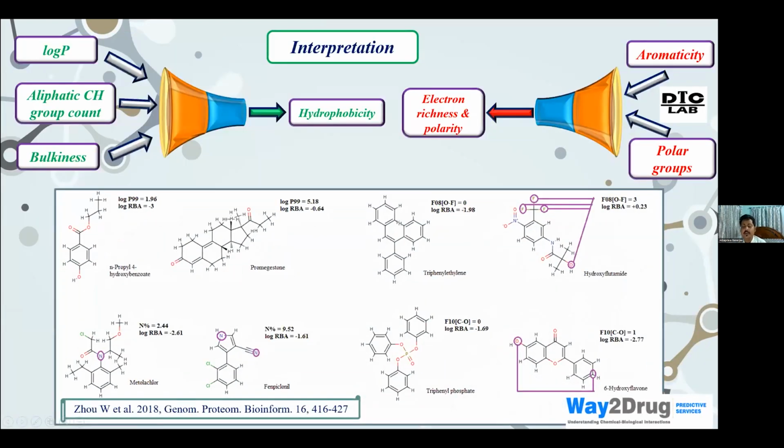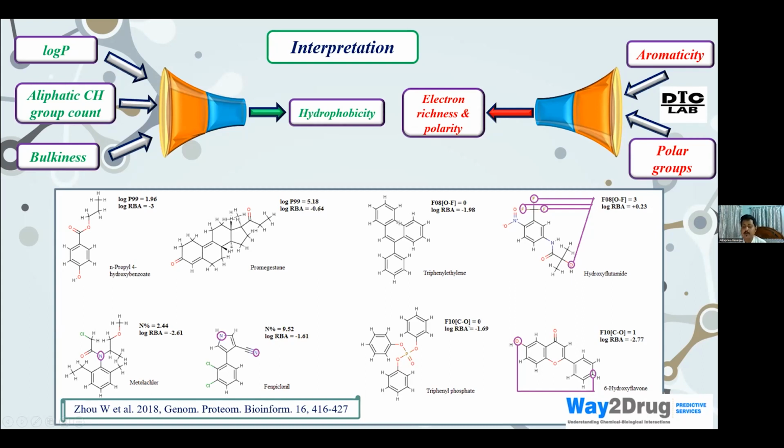Similarly, the F08[O-F] descriptor means the frequency of O and F at a topological distance of 8, which generally means the presence of a highly electronegative atom in the case of fluorine, and it again performs hydrogen bond interaction with the receptor residues. Now, in the structure of hydroxyflutamide, due to the presence of this CF3 group, it exhibits a higher log RBA value as compared to triphenylethylene. Again, if we look at the first two structures, the structure promegestone is slightly bigger than N-propyl 4-hydroxybenzoate. So again, a bigger structure signifies a high log P value and thus a higher log RBA value as well.